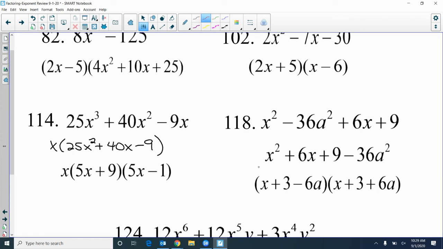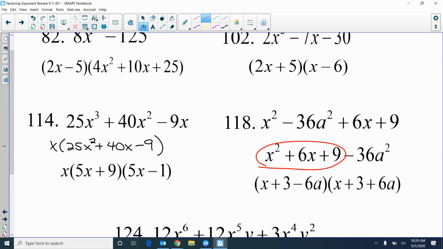You have to rearrange and group x squared plus 6x plus 9, which factors into x plus 3 times x plus 3, which was x plus 3 quantity squared. And so really you got an a squared minus b squared, where a is x plus 3 and b is 6a. And so that's x plus 3 minus 6a. And you can have those in parentheses, no big deal.